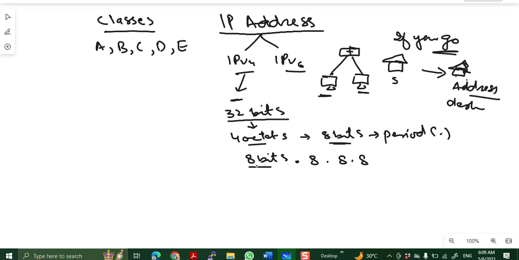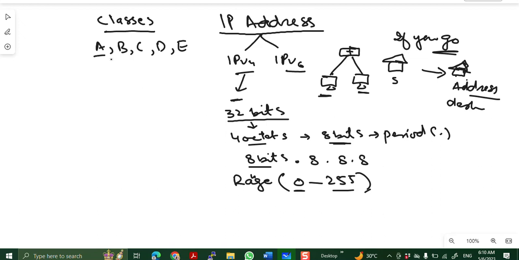The total range of IP addresses in each octet is from 0 to 255. If all bits are zeros, then it is 0, and if all bits are ones, then it is 255. So this is the total range for the IP version 4 addresses.